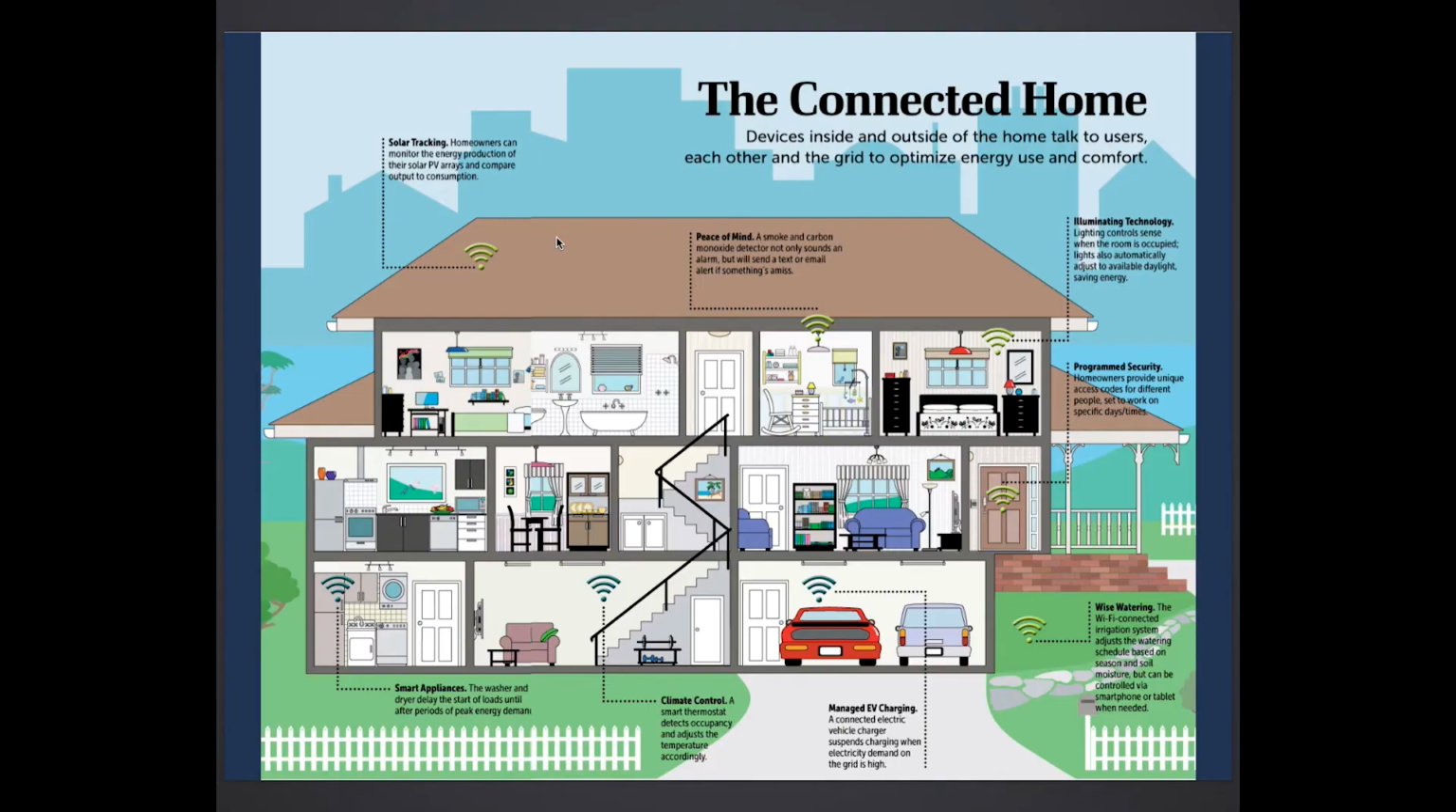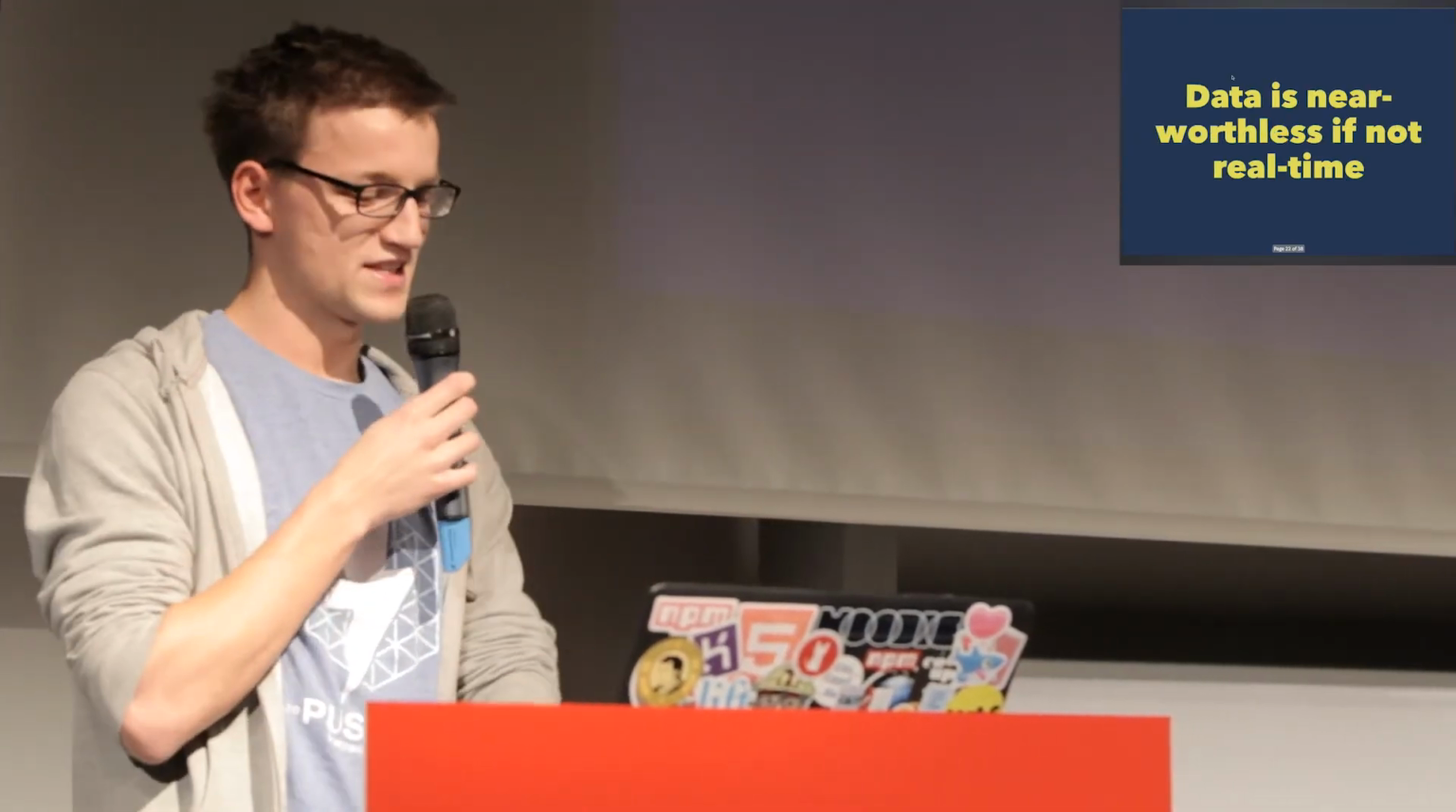Number 4, Internet of Things. There's all these connected devices now in your house. A lot of people have it anyway. All this data is really important. Data is king. None of this is useful unless it's in real time.